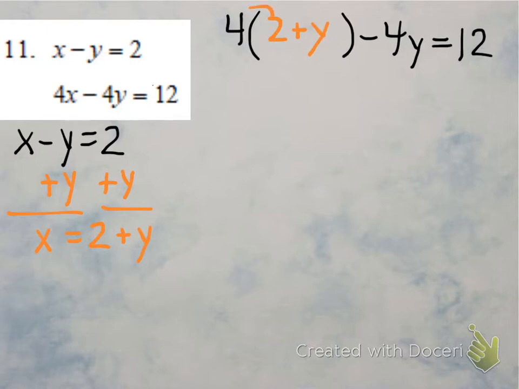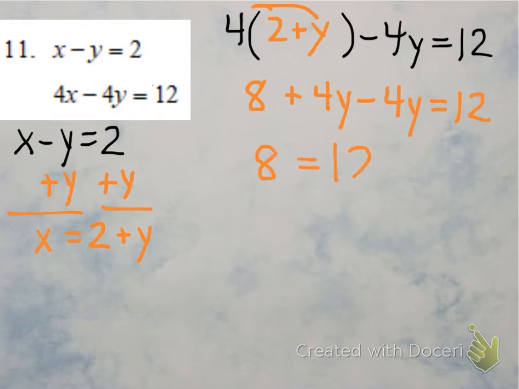To get rid of the parentheses, we'll distribute. So 4 times 2 gives us 8. 4 times y gives us 4y. Four y minus 4y is 0. So we end up with 8 equal to 12. That is never true. That's false. So that matches up with no solution. So if we graph these, we would end up seeing parallel lines.